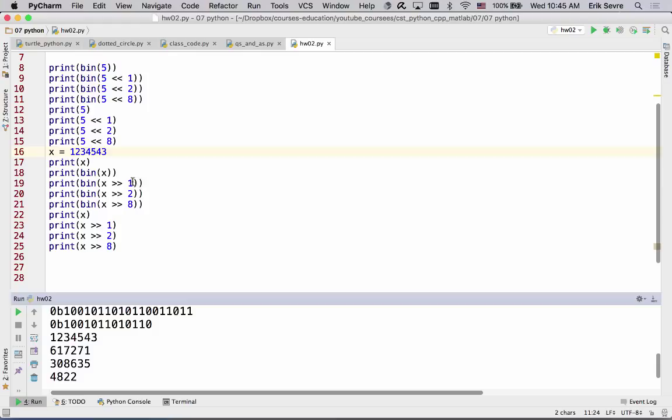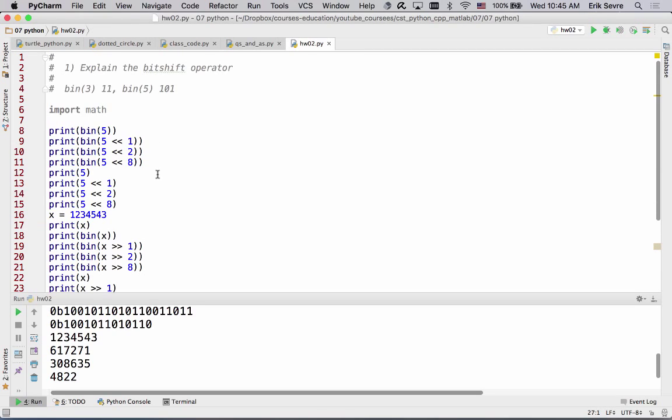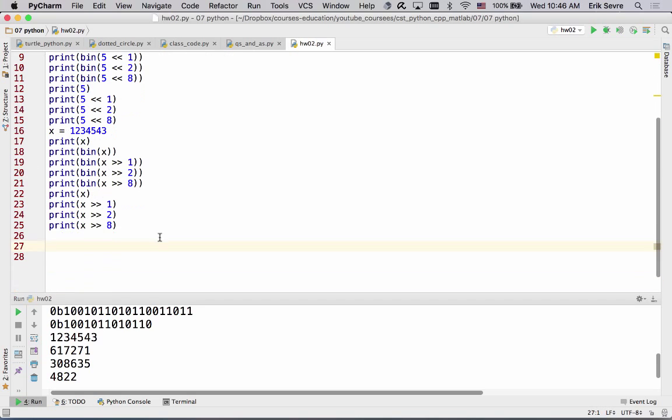So 1 shift is dividing by 2, 2 shifts is dividing by 2 twice, or 2 to the second power, and 8 shifts we're dividing by 2 8 times, or dividing by 2 to the 8th power. All right, so that's kind of in words what I was looking for on the homework. I know my students are not native speakers of English, so if people said bit shift to the left is multiplying by a power of 2 and bit shift to the right is dividing by a power of 2, that's great. Some people wrote it out mathematically.